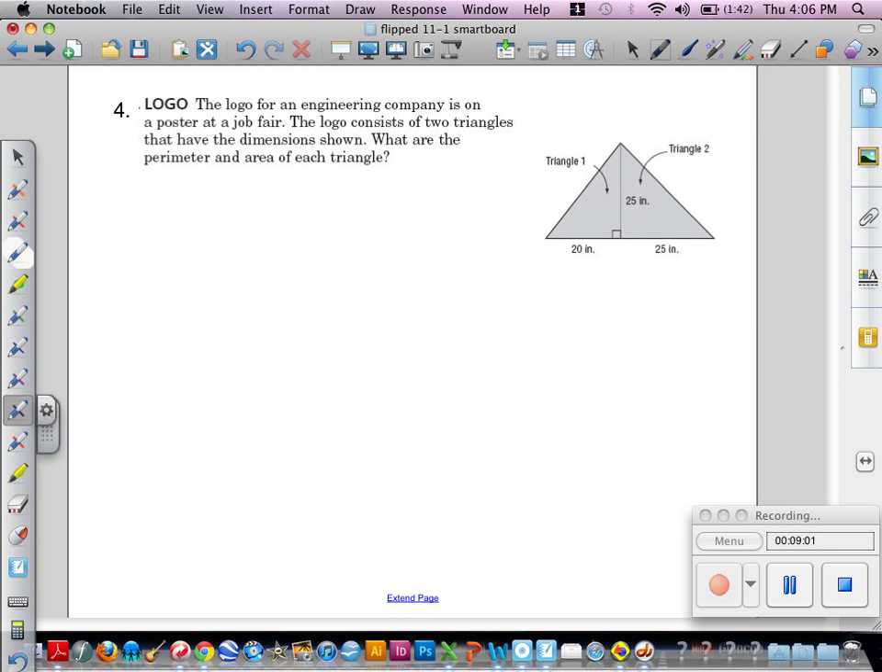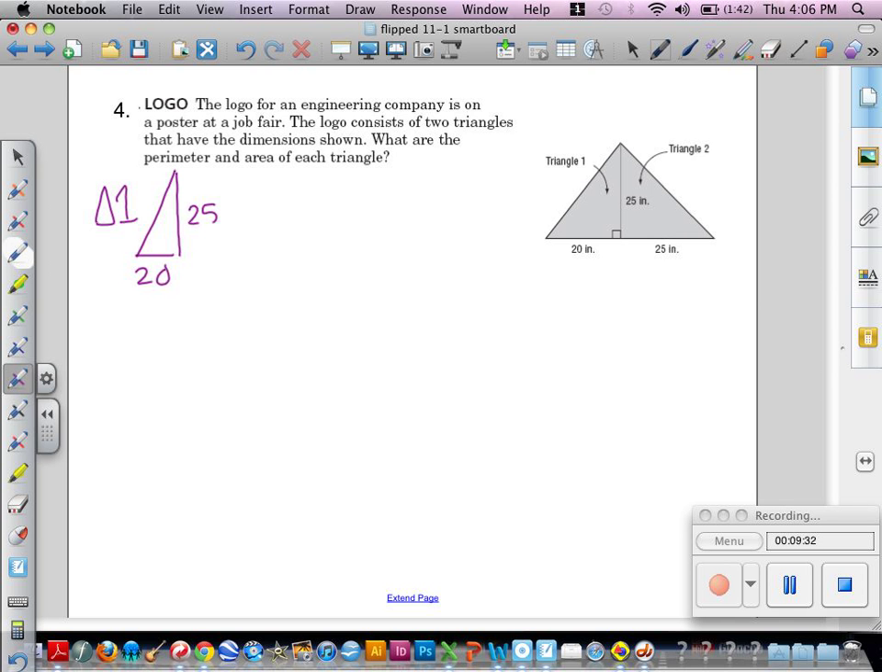All right, let's take a look at our last example. It's about a logo. The logo for an engineering company is on a poster at a job fair. The logo consists of 2 triangles that have the dimensions shown. What are the perimeter and the area of each triangle? So you have to find separate triangles here, people. So I'm going to pull out triangle 1. This is 20, and this is 25.